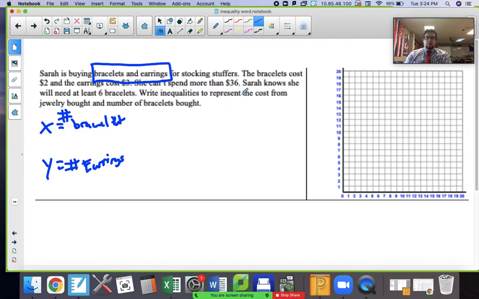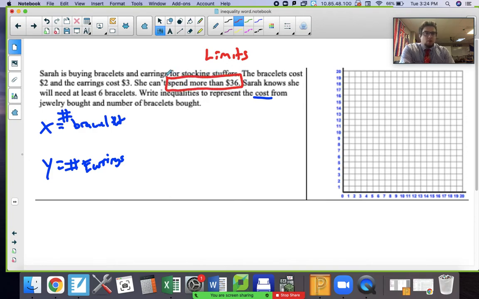So they want us to write an inequality to represent the cost and the number of bracelets. All right, well, the biggest thing about inequalities, especially when you're dealing with two variables, is you want to find what limits the problem. So what's keeping you from just going crazy and buying as many as you want or buying as few as you want? The first one is Sarah can't spend more than $36. So she can't just go to the store and buy 150 bracelets because she can only spend $36 total. So we're going to have a problem that talks about the cost being smaller than 36.